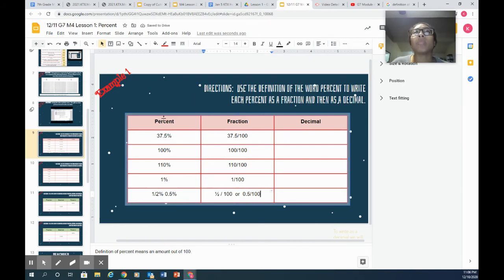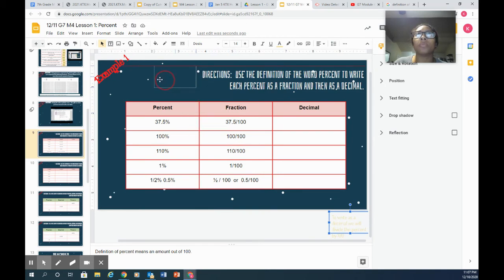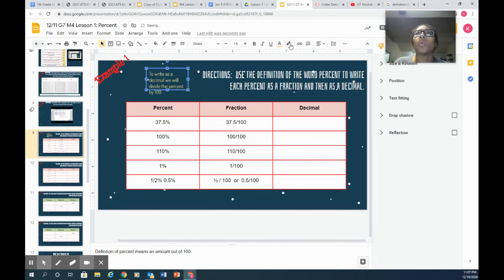Okay, now let's explore how we would write these percentages as a decimal. Once again, we're using that definition of what percent means, an amount out of 100. So when we're writing this as a decimal, we are going to take our percentage and divide it by 100. I have a little note for ourselves so we can remember that as well. So when writing from a percentage to a decimal, we're going to divide that percentage by 100.